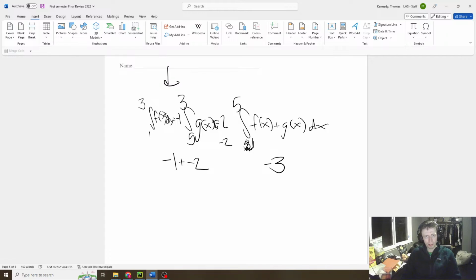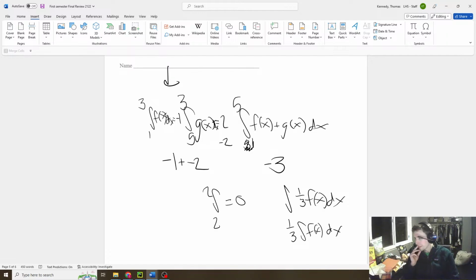That would be, well, those sorts of questions, that style. The integral from 2 to 2 is 0, whatever. What else is there? I like that you're allowed to pull out a constant, so 1/3 f of x dx is the same as 1/3 integral of f of x dx. That's a property. You definitely need to know all those properties and know which ones are real.